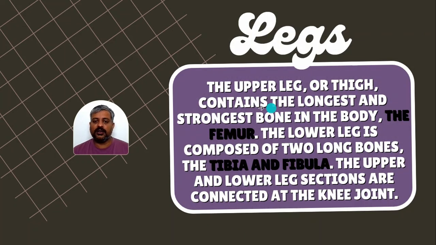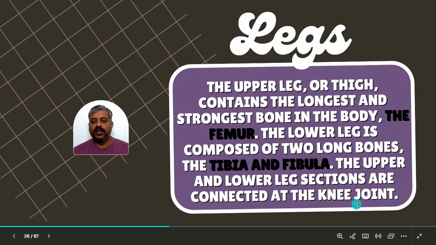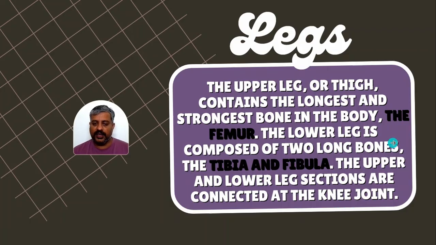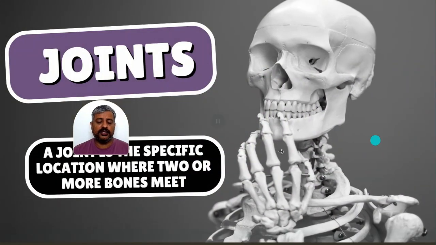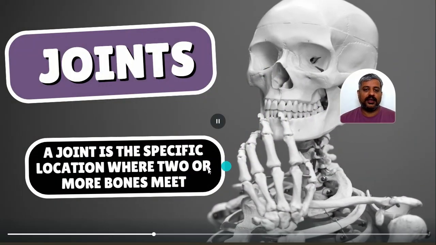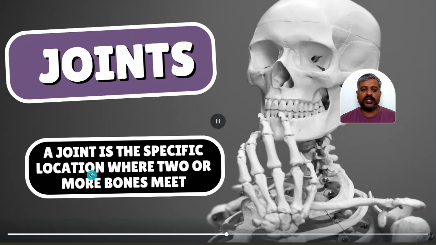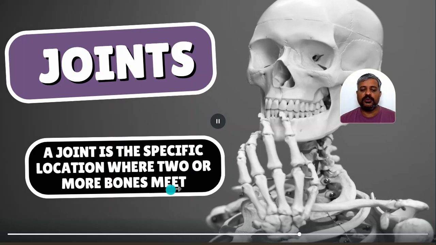The upper leg or the thigh contains the longest and the strongest bone in the body, the femur. The lower leg is composed of two long bones, the tibia and fibula. The upper and the lower leg sections are connected at the knee joint, and in the arm it is the elbow, and in the leg it is called the knee joint. So again, joints, right? A joint is the specific location where two or more bones meet.